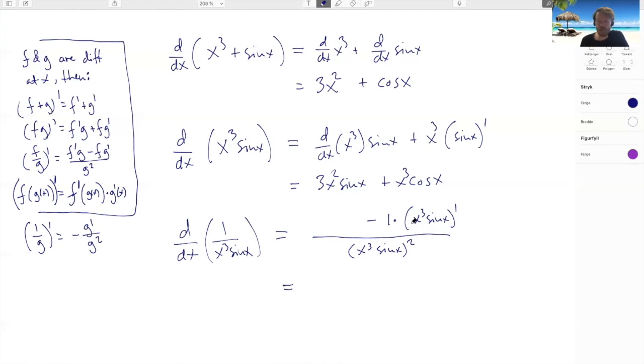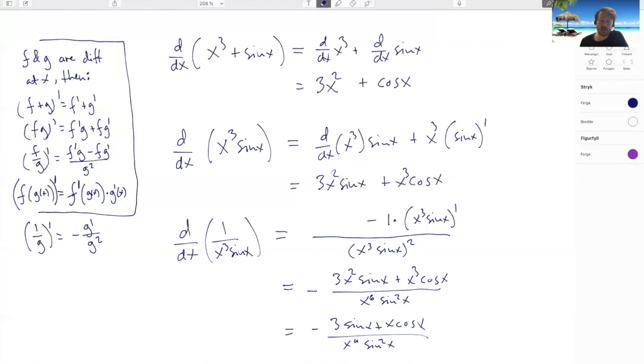Now, to take the derivative of this, I used the product rule. I already did this in the previous line. So now this is just 3x squared sine x plus x to the third cosine x divided by x to the sixth sine squared x, like this. And I mean, you can be happy with this answer if you want. It's a bit untidy to do it like this because we have a bunch of x's here that you can cancel. So this would be 3 sine x plus x cos x divided by x to the 4 sine square x. Now, that's probably a more tidy way of giving this answer.